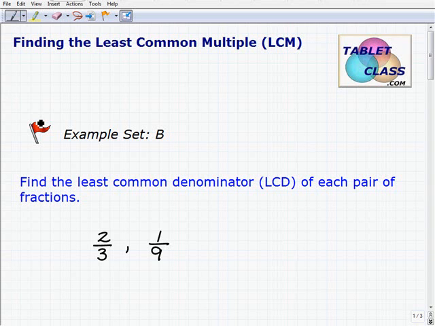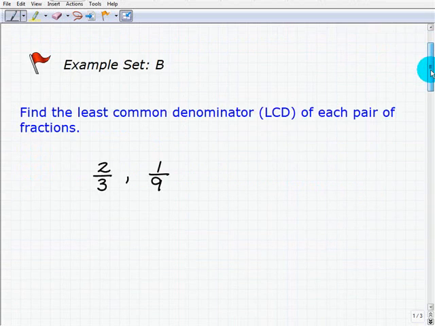Okay, so let's recall from the lesson and what we practiced in the previous example set, the procedure to find the LCM. This involves prime factoring the given numbers, in this case the denominators, and then using these prime factors to form our lowest common multiple. All right, so let's get started.